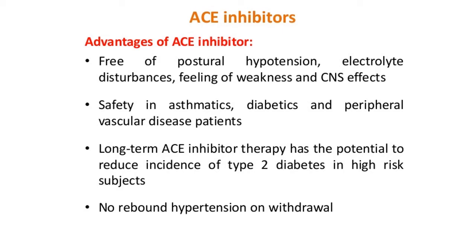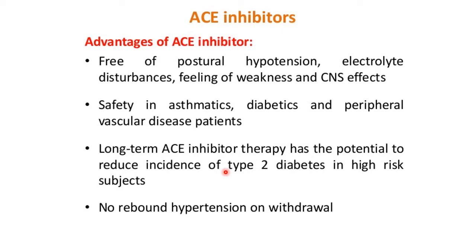What are the advantages of ACE inhibitors? They are free of postural hypotension, electrolyte disturbances, feeling of weakness, or CNS effects. They are safe in asthmatics, diabetics, and peripheral vascular disease patients. Long-term ACE inhibitor therapy has the potential to reduce the incidence of type 2 diabetes in higher risk subjects. That's why we use ACE inhibitors in diabetes. I have told you that it is a first line treatment in patients with diabetes. Here is the reason: they reduce the incidence of type 2 diabetes in high risk subjects. And if a patient is diabetic, then they prevent diabetic nephropathy. In both situations, in prevention of diabetes, and also if the patient is diabetic, they prevent diabetic nephropathy.